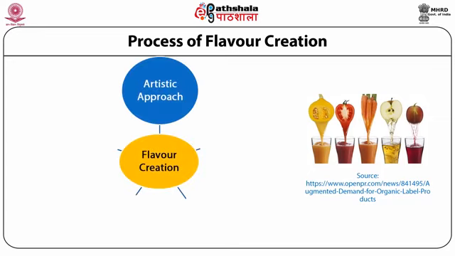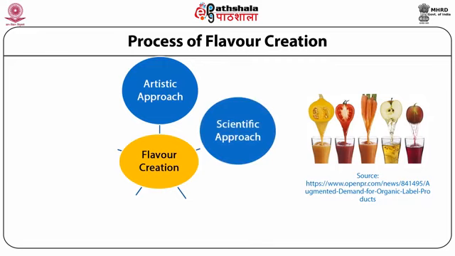First is the artistic approach. This approach is solely dependent on the art of a flavor chemist. So, a flavor chemist will determine a ratio of mixture of different chemicals to give a particular flavor, and the senses will actually judge the quality of that flavor. The next approach is the scientific approach, which is a mixture of both artistic approach as well as scientific knowledge, which is more fruitful as compared to only the artistic approach.